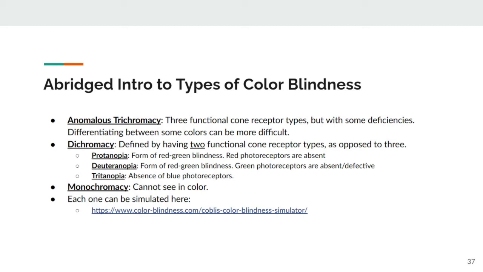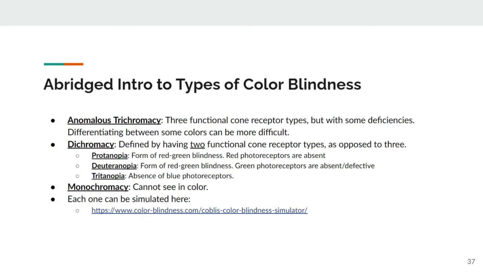Then there's dichromacy, pronounced that right, where one of your three color receptors is not really working right. There's protanopia, where you're lacking red photoreceptors.